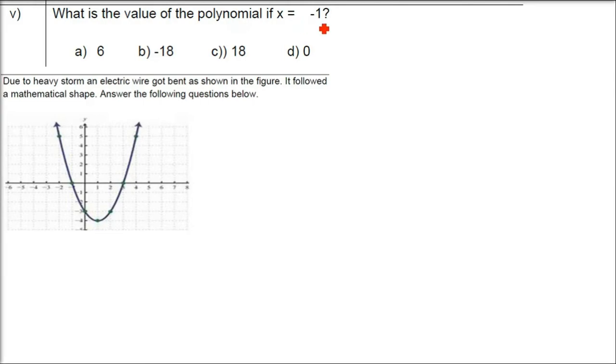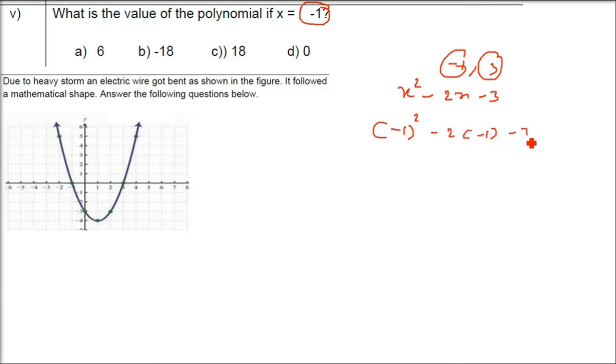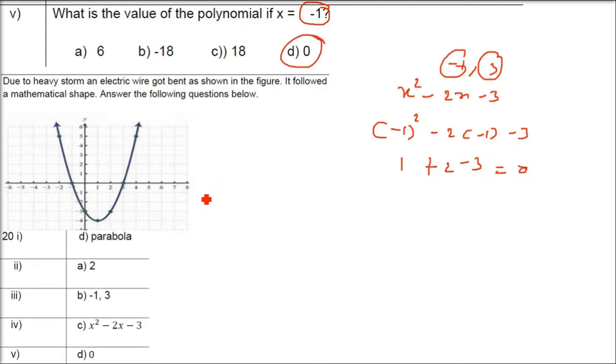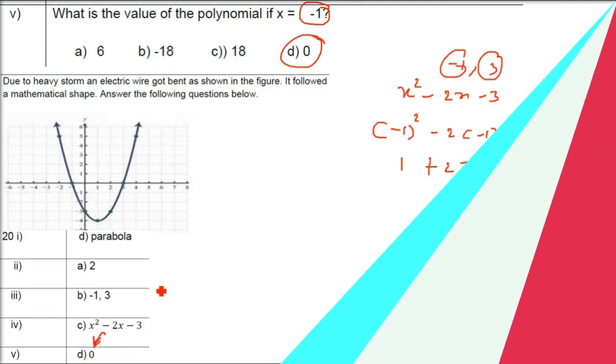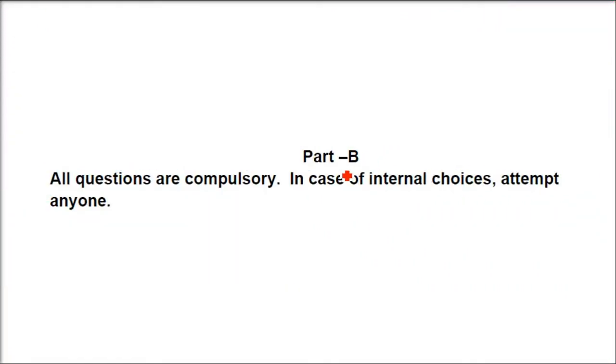What is the value of the polynomial if x equals -1? We have x square minus 2x minus 3. What are the zeros? We already know -1 and 3 were the zeros. And how did we get them? When it was cutting the x-axis, y is 0. So even if you put -1 or 3, this expression is going to give you the value 0 only. So 0 is the answer, D. This is part B now.